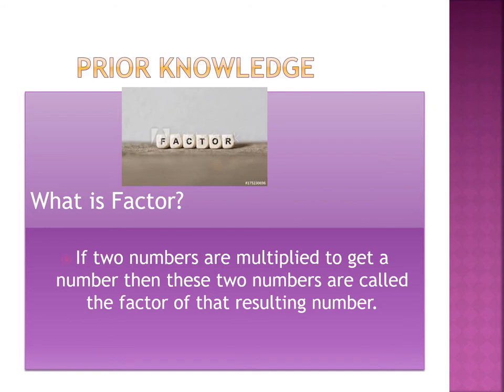It means if you pick any two numbers, either 2 and 3, 3 and 4, or 5 and 6, and multiply them, the number you get is your resulting number. If you are multiplying two numbers, those two numbers are factors of that resulting number. Let's take an example to get a clear idea about factors.